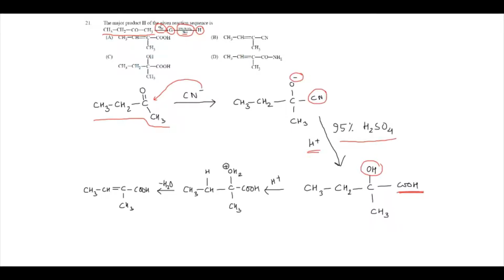Next, as the H plus is still present, the OH is going to get another proton and will form a positively charged species here, OH2, and this OH2 will leave as water in the next step, and we will get a double bond here. So, now we have an alpha beta unsaturated carboxylic acid.